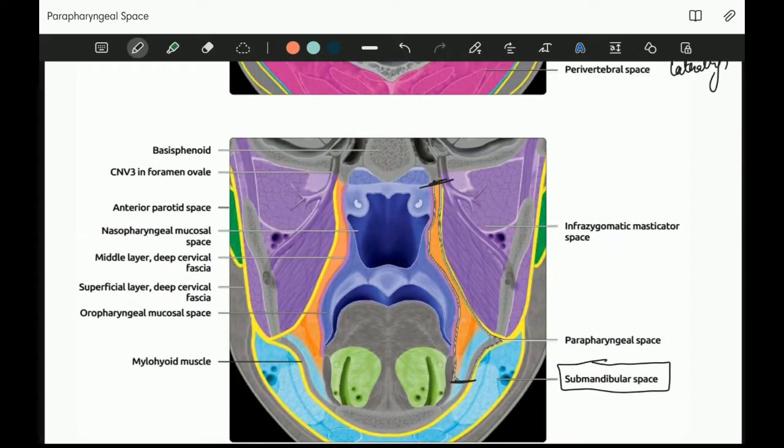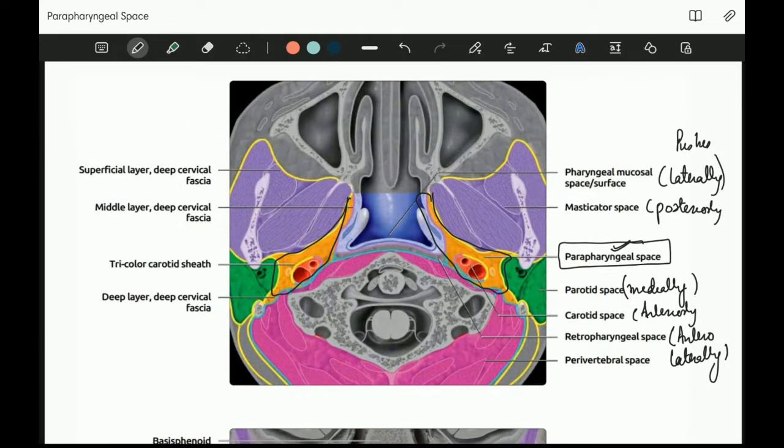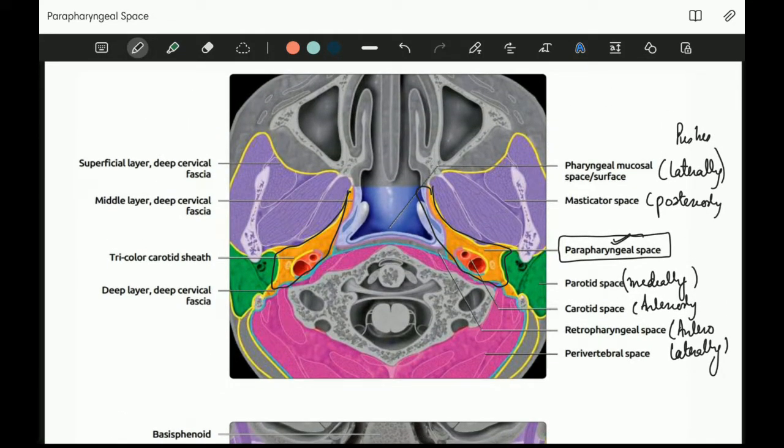As rarely does a lesion arise from the parapharyngeal space, disease if seen in the parapharyngeal space usually arises from the adjacent space. Identifying the direction of the displacement of the parapharyngeal space by the mass helps in determining the space of origin. For example, if the lesion is arising from the pharyngeal mucosal space, it will push this parapharyngeal space laterally.